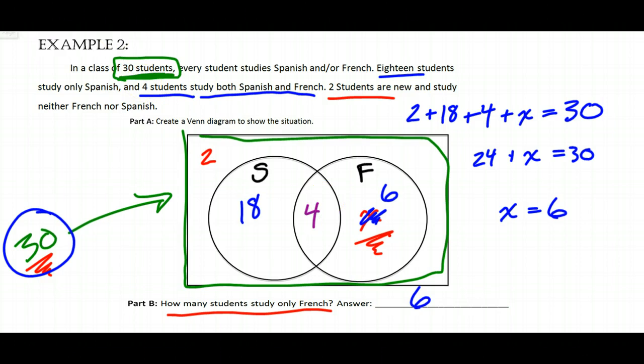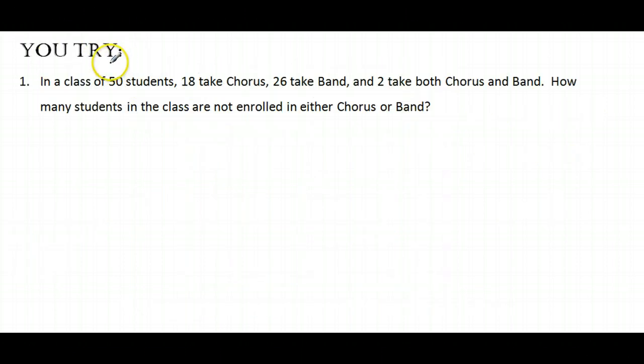All right, what I'd like you to go on to now are the U-try problems. Try them, see what you end up with. Do not go on to the practice before you check your answers for the U-tries.